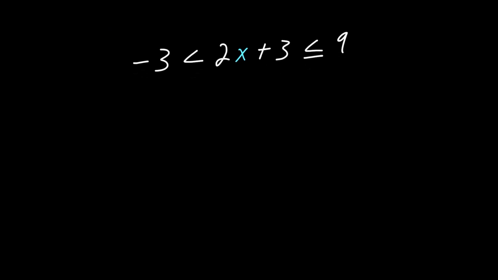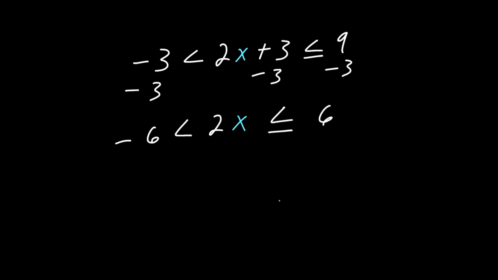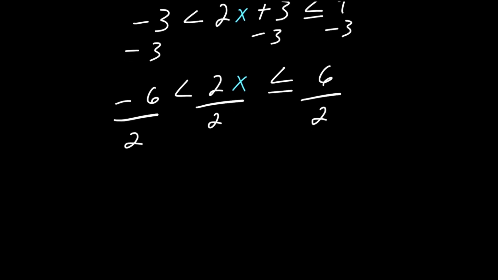Same concept, we're going to subtract 3 from this side and subtract 3 from all the other sides. Remember, anything we do to one side, we must do to the other side. We're left with 2x less than or equal to 6. Now let's divide everything by 2, and since it's a positive number, there's no need to flip the inequality symbol. We're left with negative 3 is less than x, and then we're left with 3. So let's go ahead and graph this and write it in interval notation.